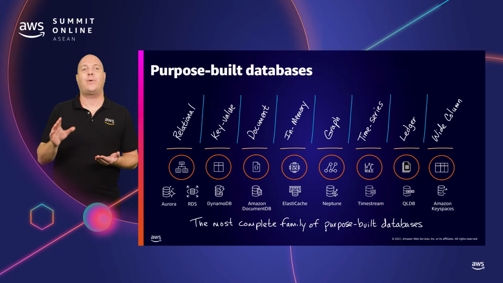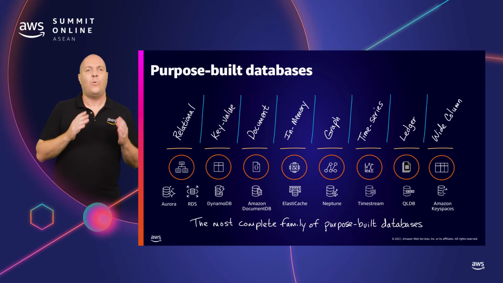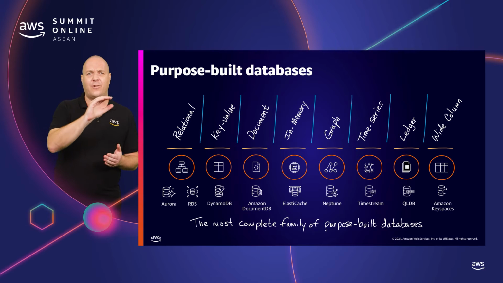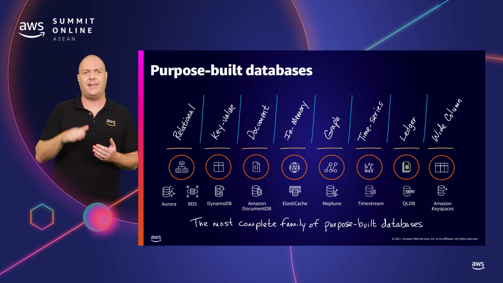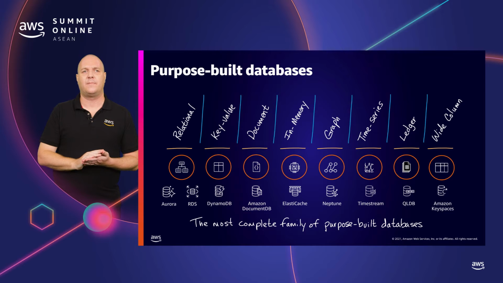For applications that require high-speed data processing with single-digit millisecond latency, such as industrial equipment maintenance, a wide column database is a great choice. AWS offers a wide column database with Amazon Keyspaces for Apache Cassandra. When you use the right tool for the right job, you get the best performance, scalability, and maintainability at the lowest cost.